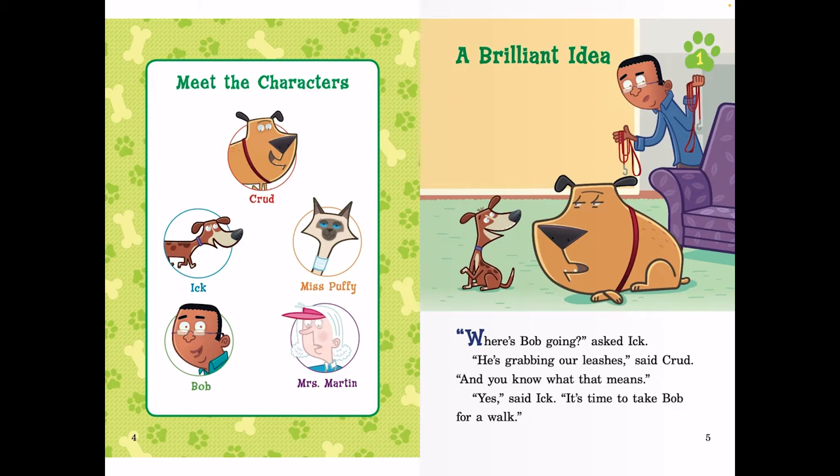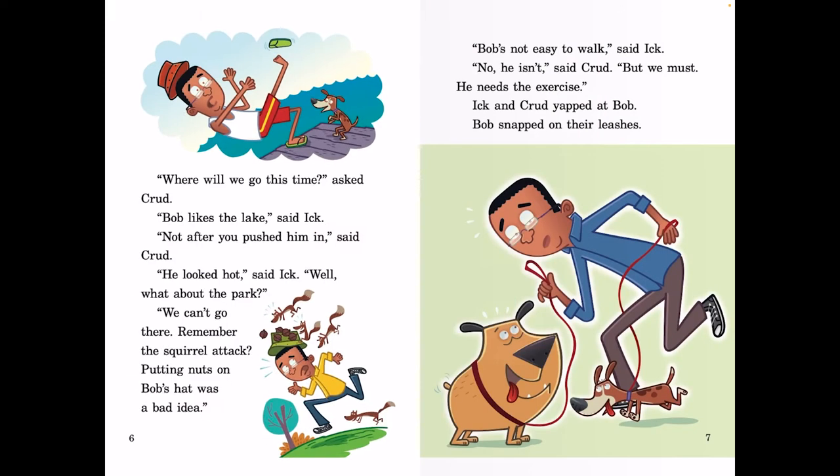Where's Bob going? Asked Ick. He's grabbing our leashes, said Crud. And you know what that means. Yes, said Ick. It's time to take Bob for a walk. Where will we go this time? Asked Crud. Bob likes the lake, said Ick. Not after you pushed him in, said Crud. He looked hot, said Ick.